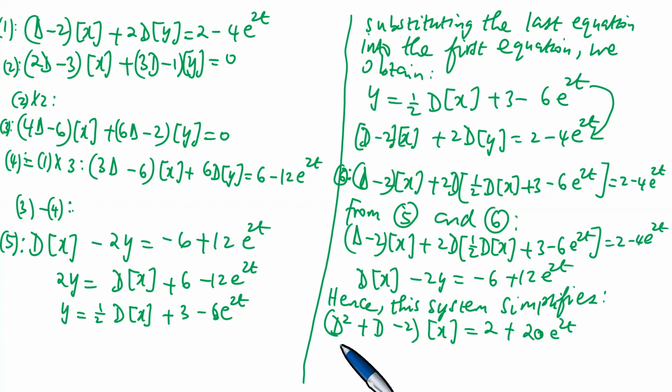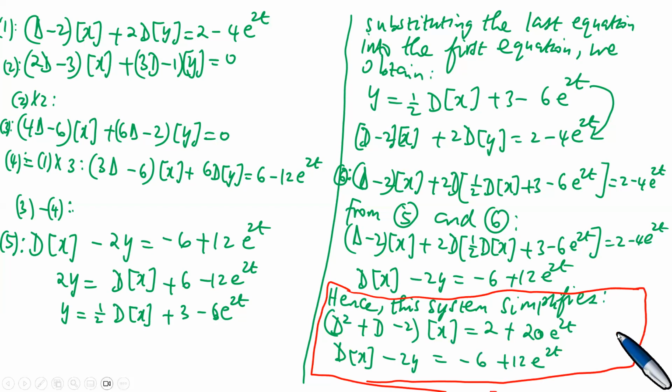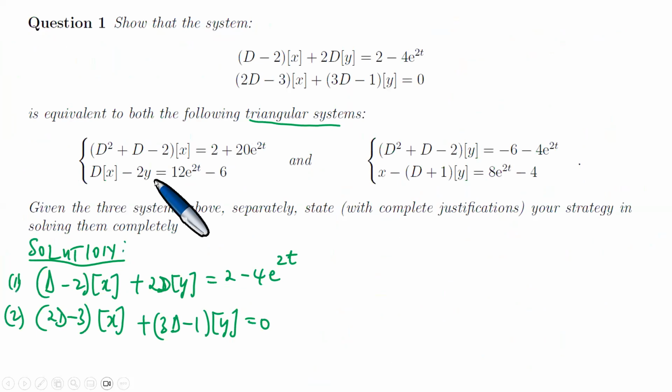Then at the bottom, you have the D operator on x minus twice y, which is exactly this equation, equal to minus 6 plus 12e to the twice t. This is too obvious, but we just need to mention what we did to obtain this result. What we did was eliminate the operator on y, because we had the D operator on y and we totally eliminated that. After we eliminated that, we had only the D operator on x left. In particular, the D operator on x minus 2y equals minus 6 plus 12e to the twice t is exactly this.